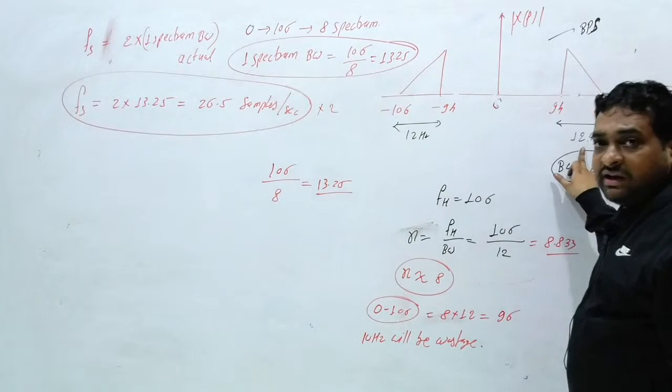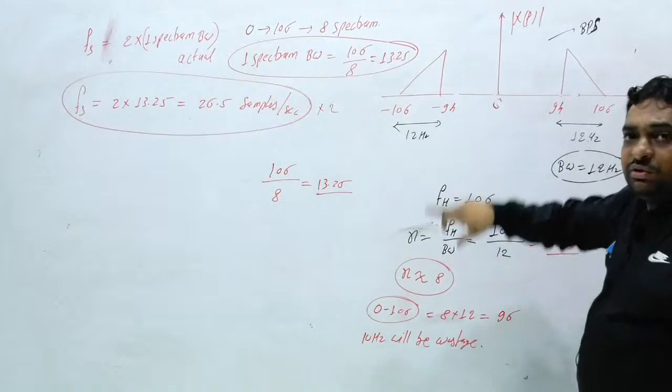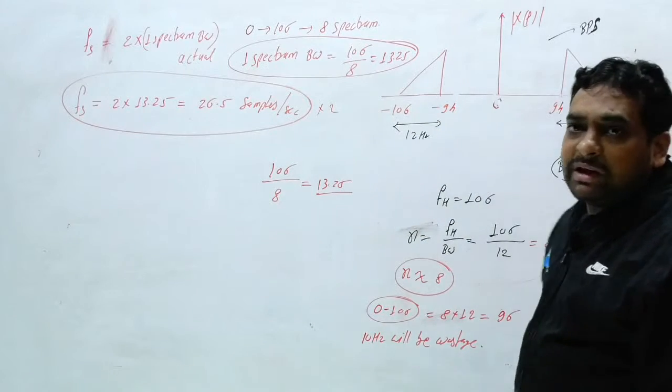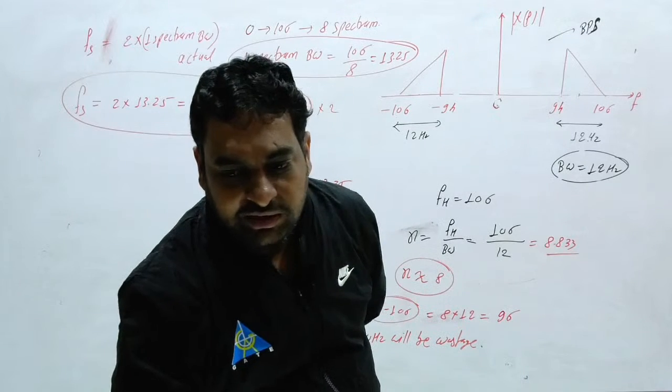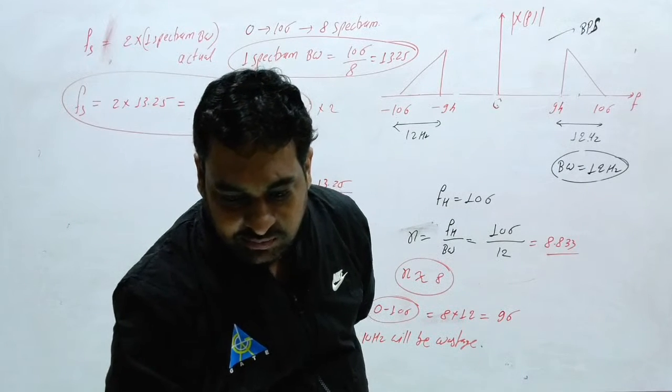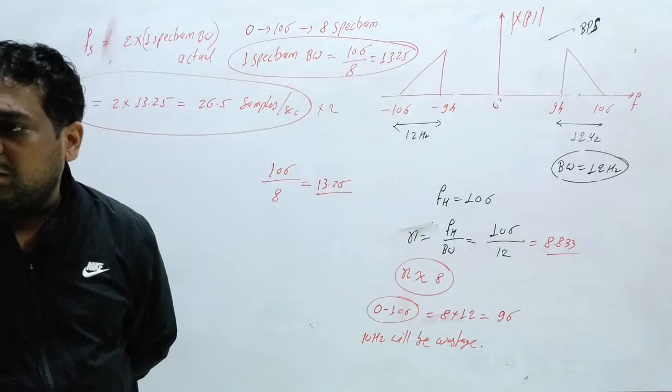This is the ideal 12. Actually you have to find out the actual value. The ideal is given, and you have to find the actual and multiply by 2. You will get the answer. Clear this? Just confirm me whether this thing is clear or not.